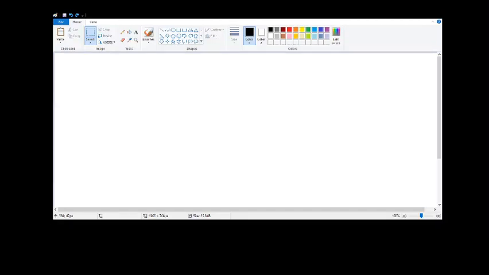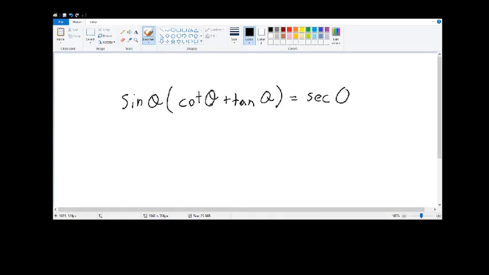out. But ultimately, we're going to start off with our very first question, which we have as sine of theta multiplied by cotangent theta plus tangent theta. And that is equal to secant of theta.